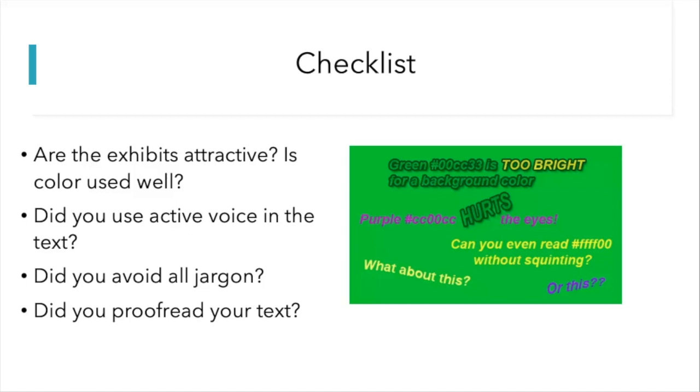Did you use active voice? You want to make sure that when you use verbs in your digital poster session, they are in active voice. Did you avoid all jargon? Remember that your audience for this assignment should be other undergraduate science and health majors. And then did you proofread your text?